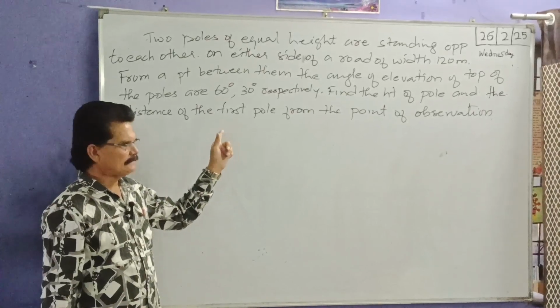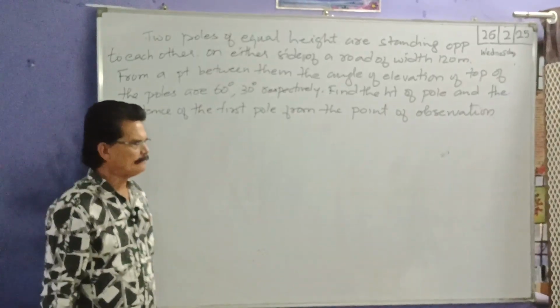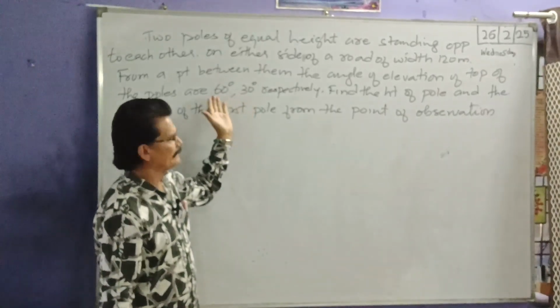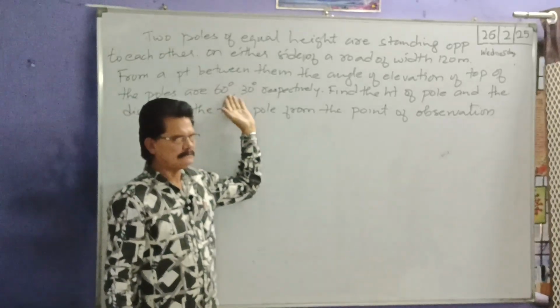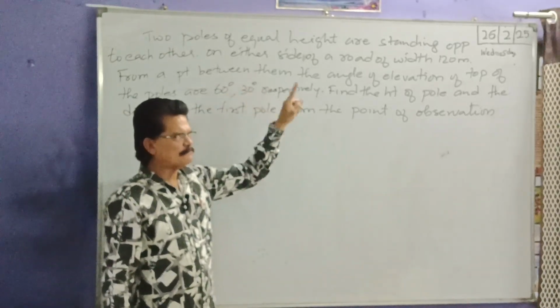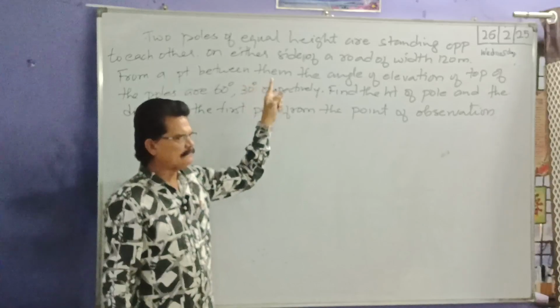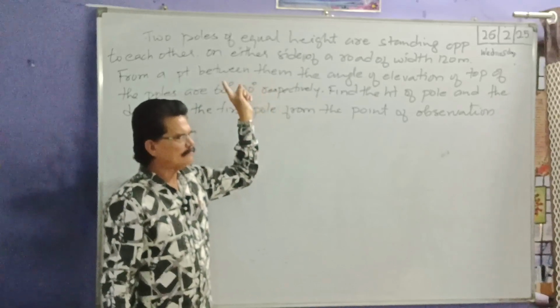Two poles of equal height. This has come in the SSC already. Only thing he will change some angles. He may change the angles and he may change the distance between the poles. What is the distance between the poles? He has given 120 meters.